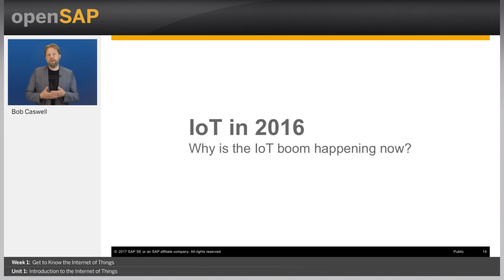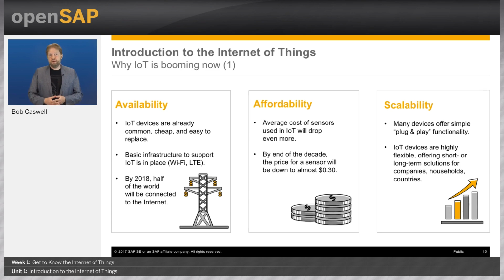So why now? Why is IoT all the buzz? Well, it comes down to a few things, 3 things: availability, affordability, and scalability. So let's tackle each one of these one by one. So IoT devices are already common, cheap, and easily replaceable. Basic infrastructure to support IoT, things like Wi-Fi or internet cafes, are already commonplace, with near ubiquitous basic mobile connectivity in the world. And growing levels of faster speeds all over the place are popping up. So by 2018, half of the world will be connected to the internet. So what about affordability? Well, IoT research and development costs continue to be absorbed by strong demand.